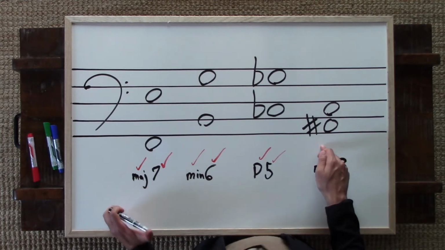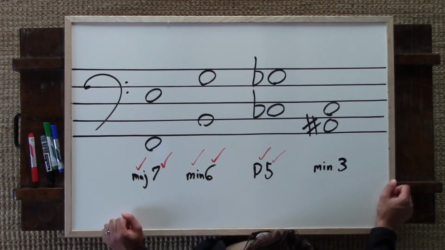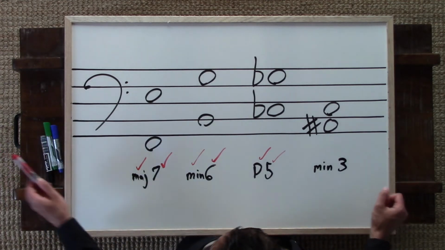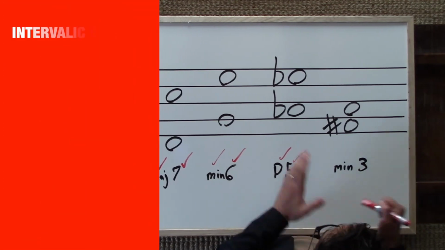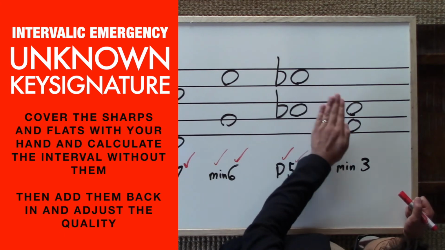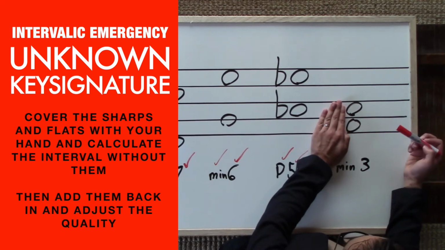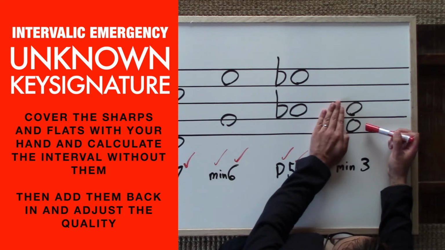And I don't know what A sharp major's key signature is, and in fact, we don't have an A sharp major key signature unless you're playing something by Scriabin. So let's do the emergency procedure: cover the sharp with our hand and analyze it using just the white notes. Now the bottom note is simply an A.